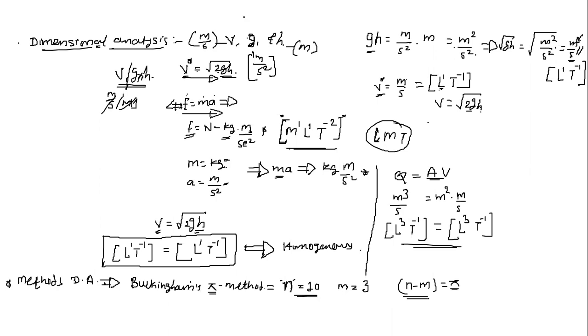Now I would like to go for the procedure of the Buckingham pi theorem, that is, how exactly we will be able to establish the functional relationship between the various variables involved in a given equation. So for that purpose we'll go for the procedure of the Buckingham pi method. The first step involved in the Buckingham pi method is that firstly we have to write down all the variables, meaning we have to list all variables.